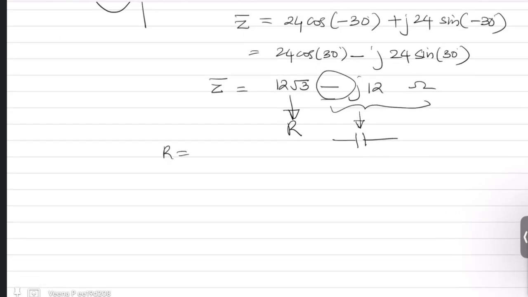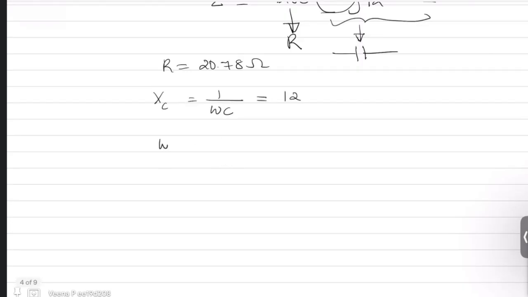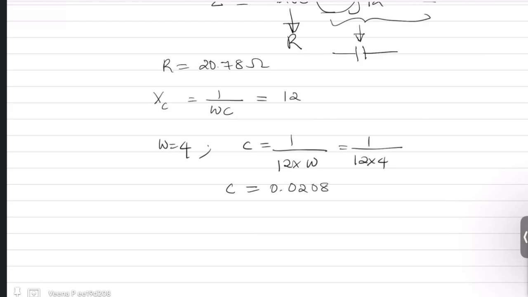That means your resistance is 12 root 3, which is nothing but 20.78 ohms. And your reactance is capacitive, which is 1 by omega C. The magnitude is nothing but 12. Now omega, you know, is 4. So that means your C is 1 by 12 times omega, or 1 by 12 times 4, which is 1 by 48. Now what is 1 by 48? It is 0.02. So your capacitor is 0.0208 farad.